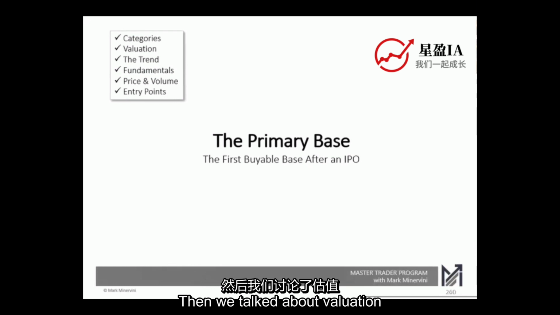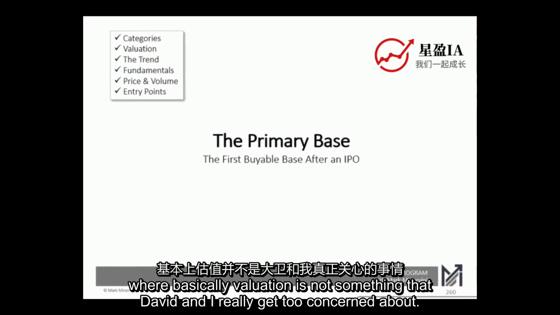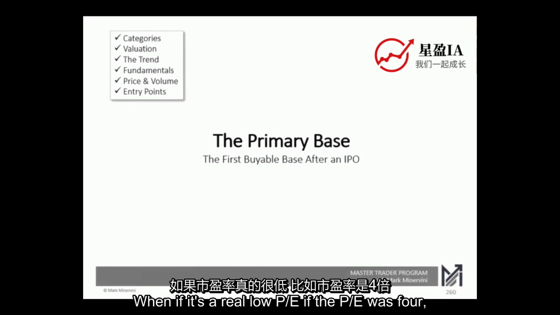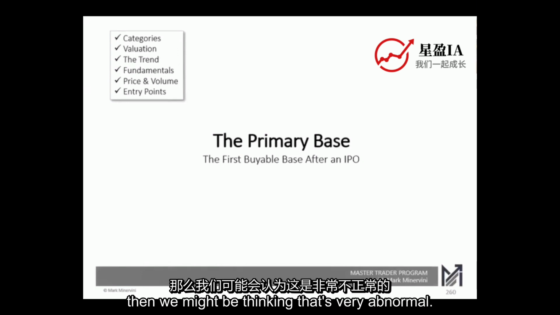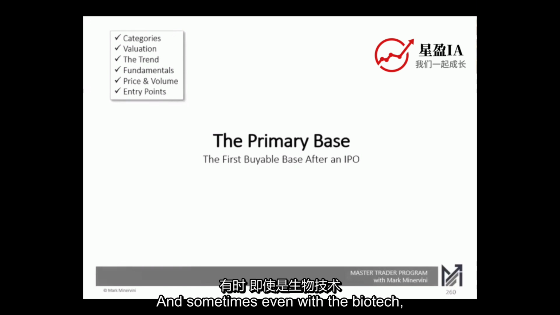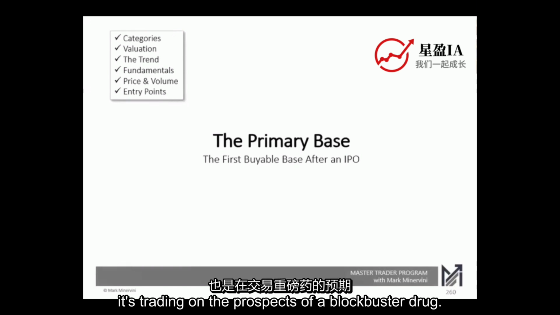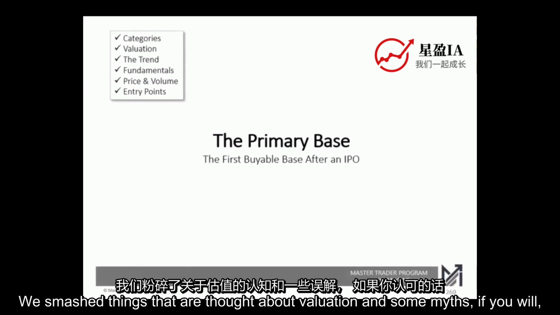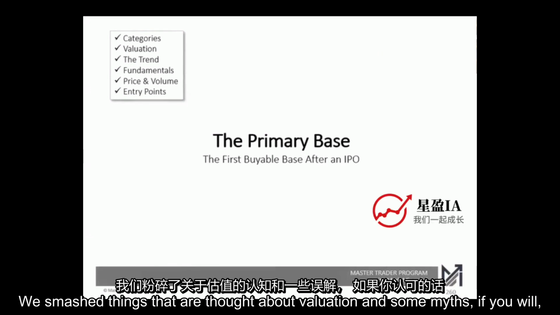Then we talked about valuation, which is not something that David and I get too concerned about. If it's a real low PE, like 4, then we might think, okay, that's very abnormal. But a super high PE is okay if the growth is there. And sometimes even with a biotech, it's trading on the prospects of a blockbuster drug. So we smashed some common things that are thought about valuation, and some myths, if you will.